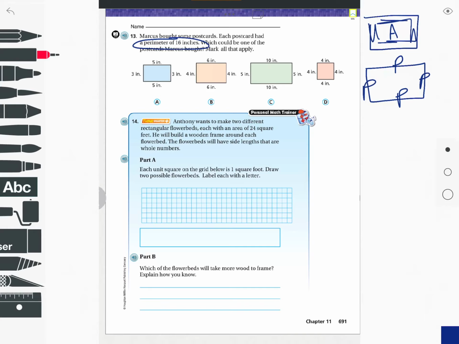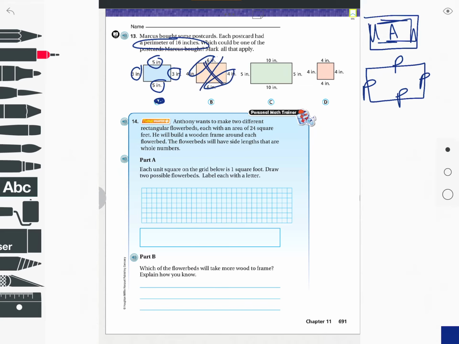Let's look at A. Well, I know 5 plus 5 is 10. 3 plus 3 is 6. 10 plus 6 is 16. So yes, A could be one of the postcards. B, I'm going to do it this way. 4 plus 6 is 10. 4 plus 6 is 10. 10 plus 10 is 20. 20 is not a perimeter of 16 inches, so not B.